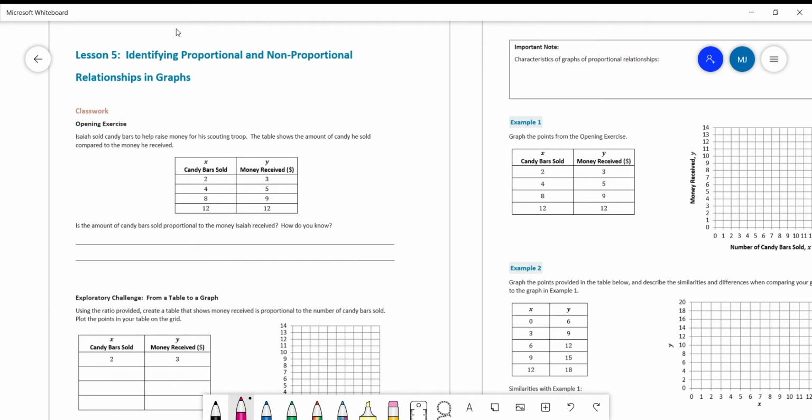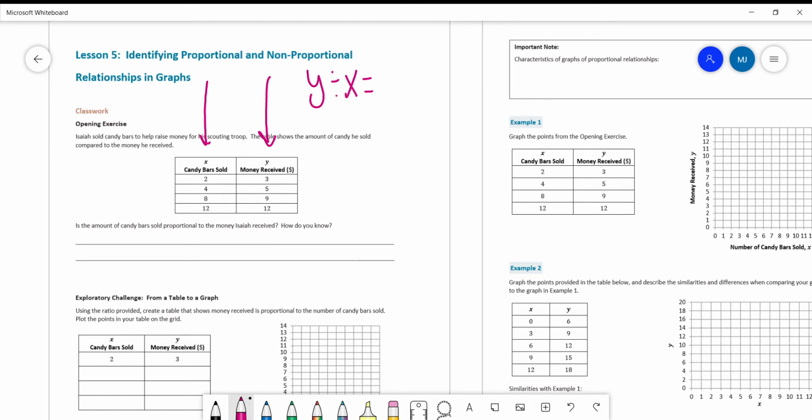This is lesson 5. We are identifying proportional and non-proportional relationships in a graph. So far we've looked at tables, and we have talked about when you're trying to decide if a table is proportional, you divide y by x. So y divided by x. And you want to see if the values are the same all the way through the table. If the values end up being the same, your table is proportional and you have a constant of proportionality.